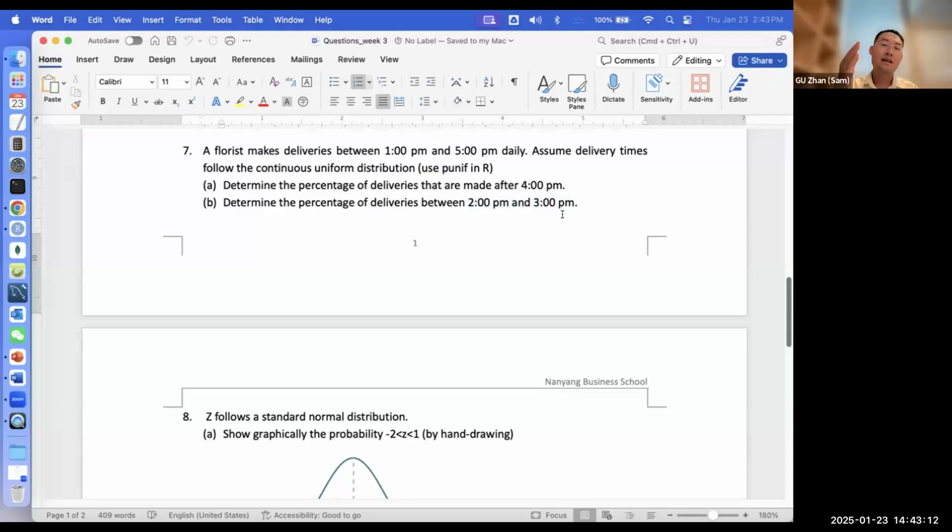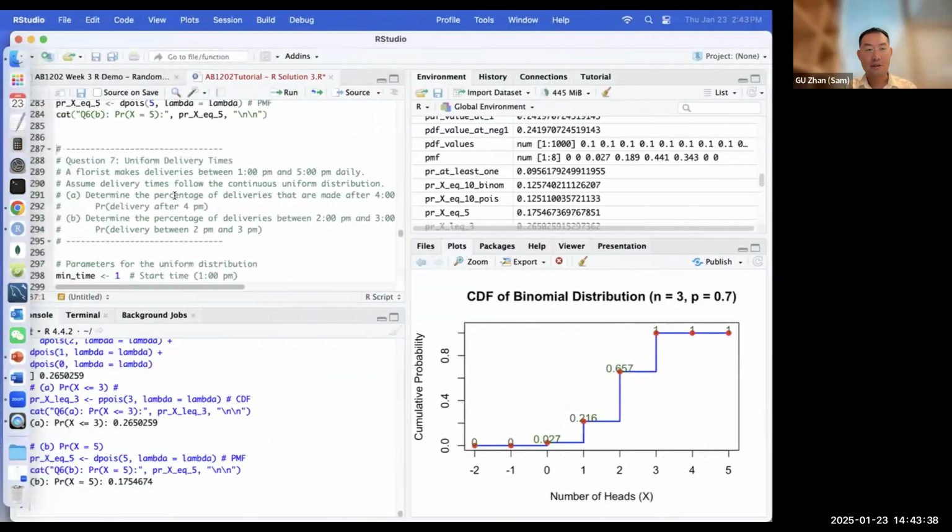So it's not saying exactly 2 p.m. And it's impossible to know how many deliveries will be there at exactly 2 p.m. The probability is actually 0 because this is a continuous random variable. For any given x, the probability will be 0. But the probability density value is not 0. Okay, 7. We'll look at 7.